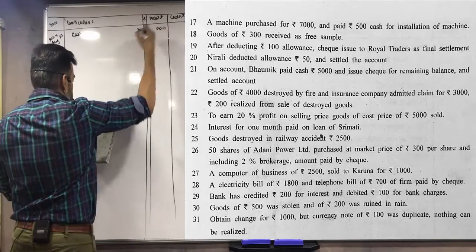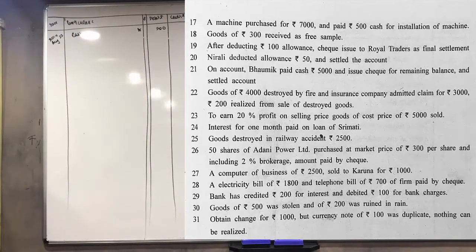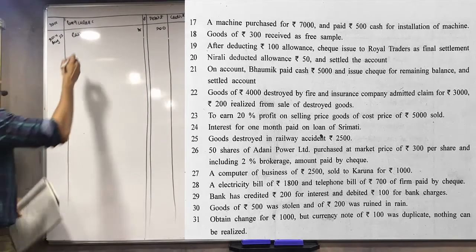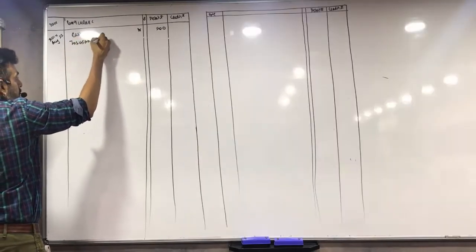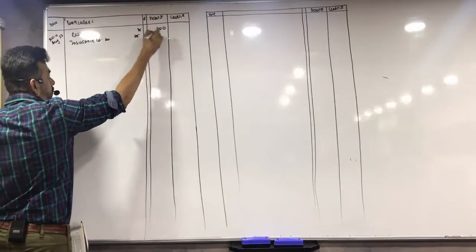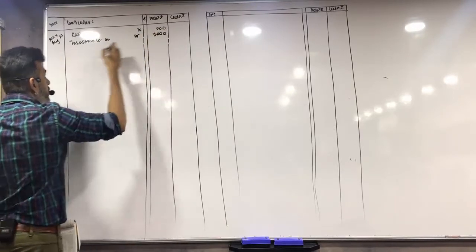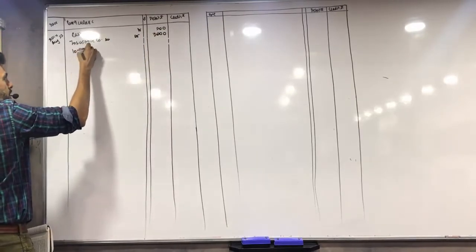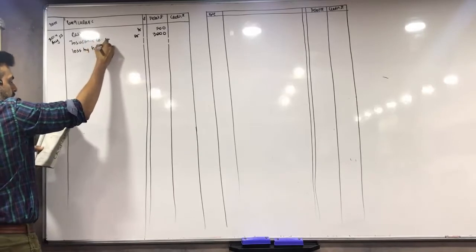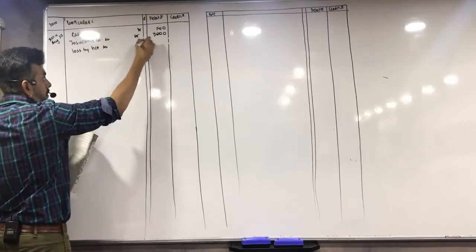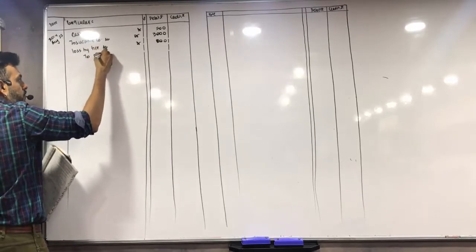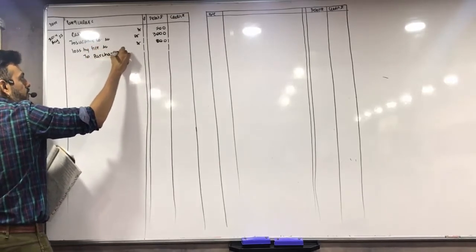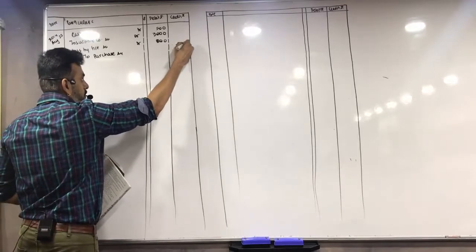200. How much did insurance company admit? 3,000. So insurance company account debit 3,000. What is our loss? Loss by fire account debit 802. Purchase account. Goods goes out. 4,000.